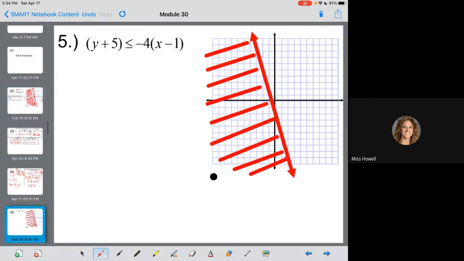When you're working on your computer, you can go ahead and just draw in some line segments on the side that shows me you understand that's the side that would get colored in with the solutions.